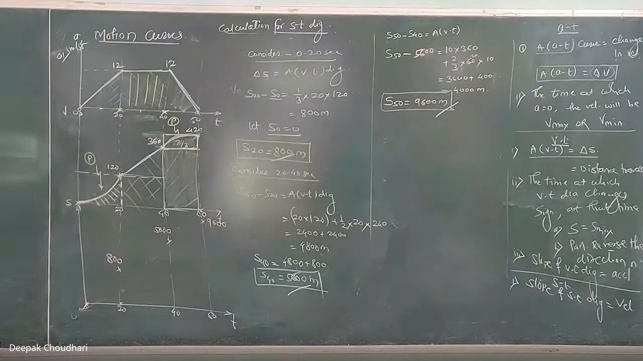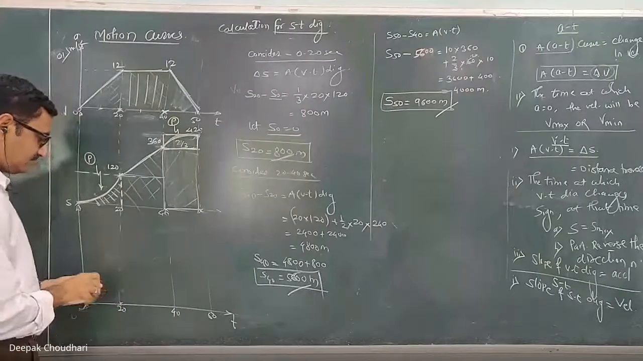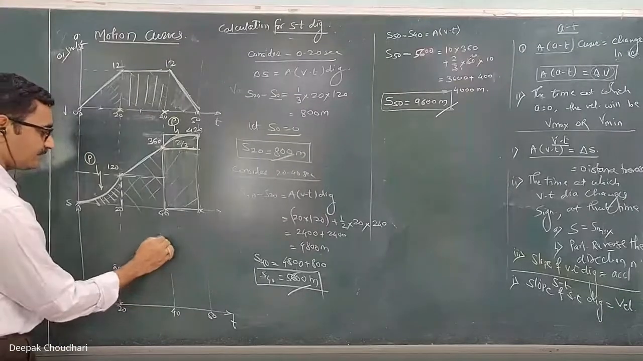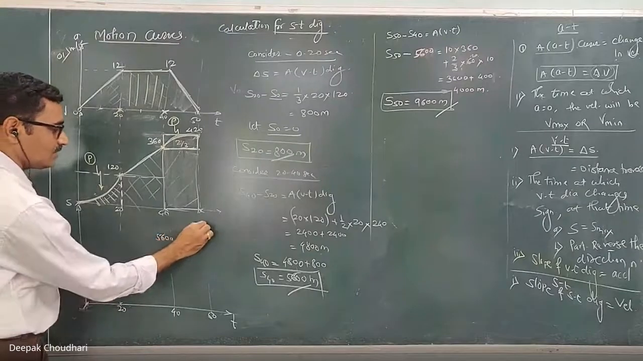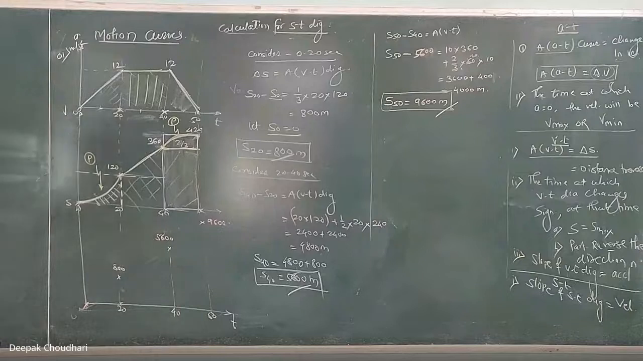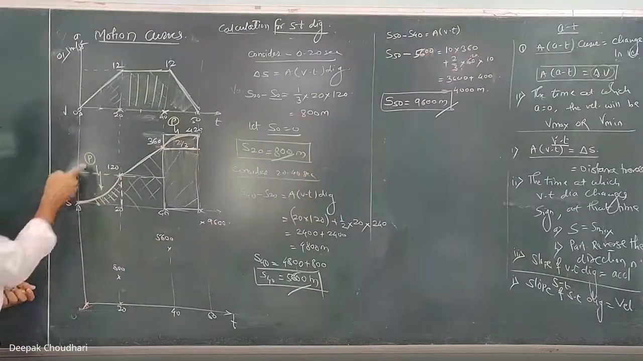Okay, any doubt? Have you understood this? (800, 5600, 9600). Now we have to plot, join these points by the proper curve. Now from 0 to 20, it is a parabola. The VT diagram is a parabola.